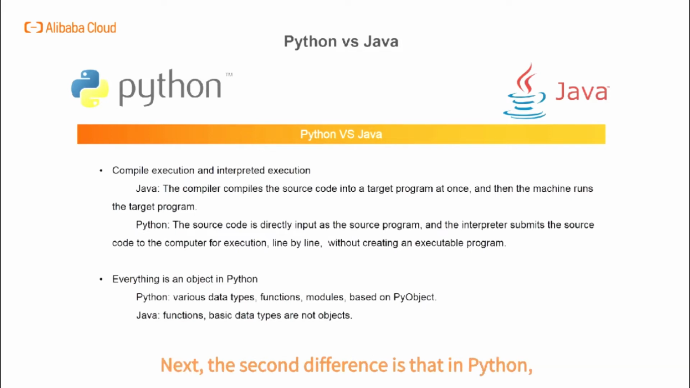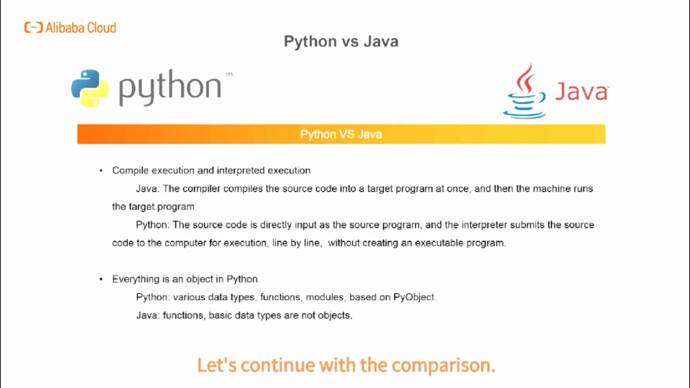Next, the second difference is that in Python, everything is an object. That is, in Python, functions, modules, and numbers, etc. are all objects. In Java, functions and basic data types are not objects. So strictly speaking, the Python language is more object-oriented.